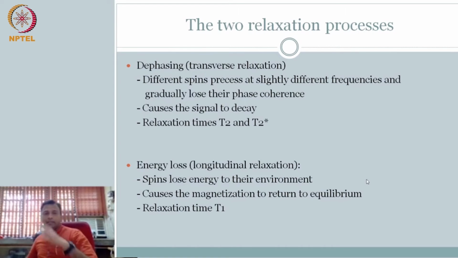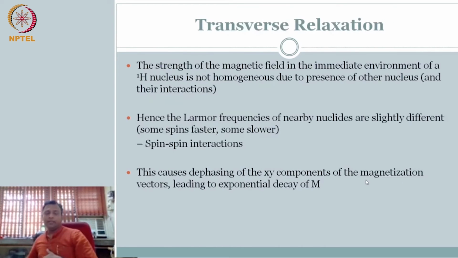So let's start with T2 star, the dephasing part, right? Transverse relaxation. The strength of the magnetic field in the immediate environment is different. That's what I told you, because it is not homogeneous. There are small differences in the surroundings of each of the nuclei, and therefore the spin-spin interactions make some spins slightly fast, some slightly slow, and therefore there is dephasing. With time, all of them become out of phase. When they become out of phase, signal coherence is lost, so the signal goes down.